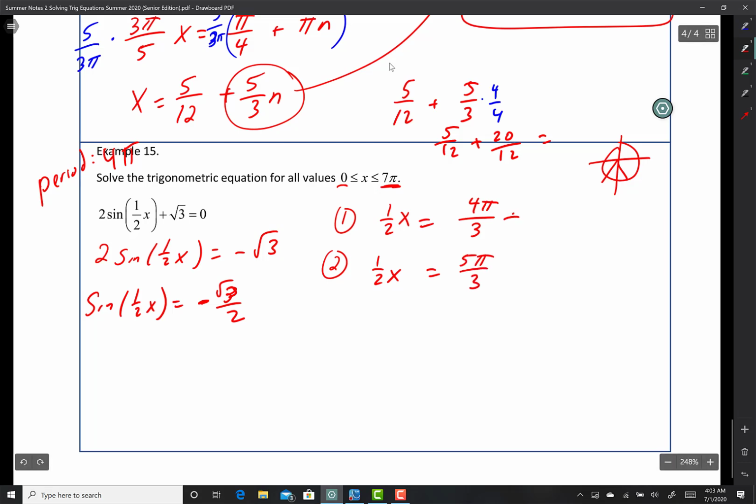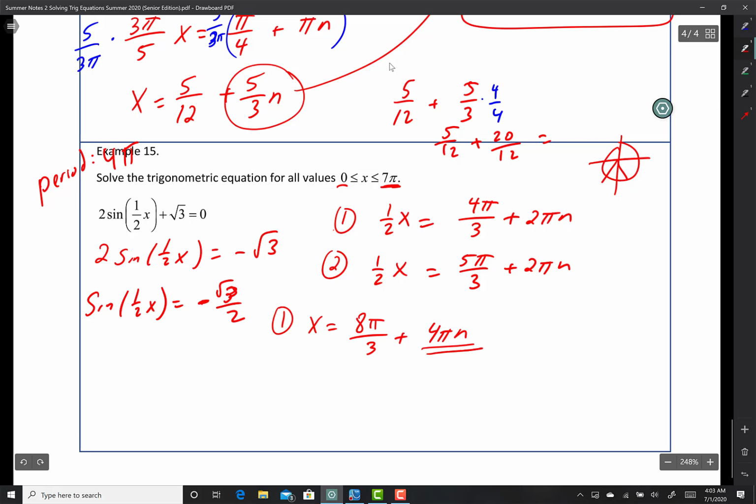All right, and if I were you, I would write the plus 2 pi n, because then that puts you back in that same location. So plus 2 pi n, plus 2 pi n. And again, that x looks like it's on the bottom there, but it's not. It's half of x. All right, so what I'm going to do now, I'm going to multiply everything by 2. So here's equation 1 being multiplied by 2. So x equals 4 times 2 is 8. So 8 pi over 3 plus 4 pi n.